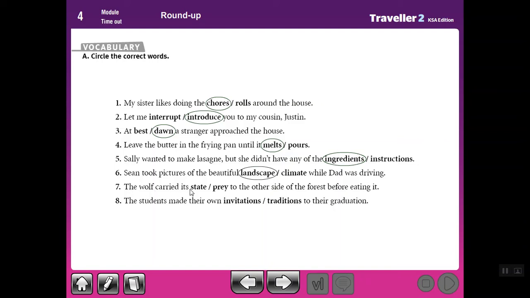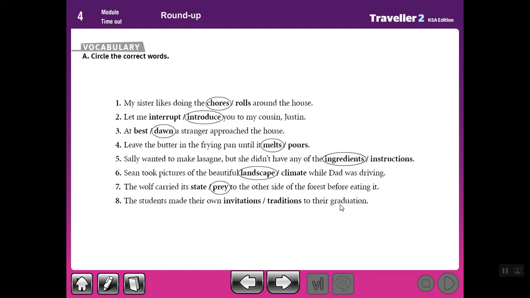Number 7. The wolf carried its prey or state to the other side of the forest before eating it. The wolf will eat the prey. Prey here means the hunted animal, the caught animal, الفريسة. Okay, مصطادة.